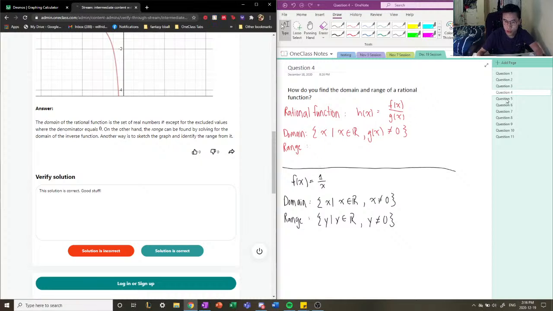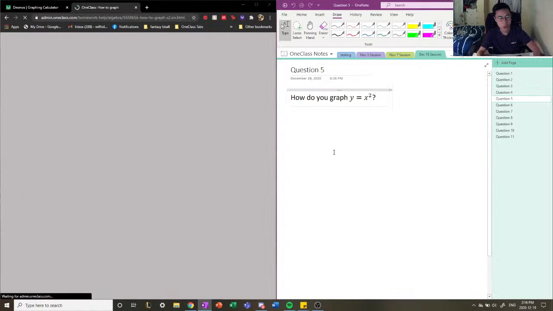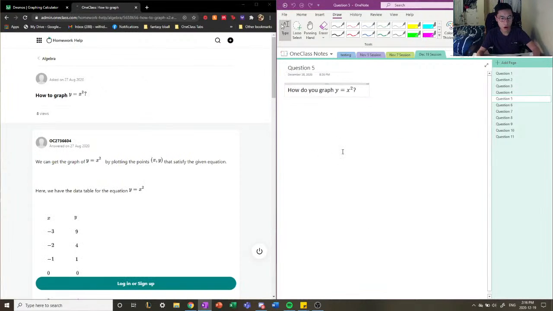All right, let's move on to question number 5. Question number 5 reads, how do you graph y equals x squared? The technique that I like to use is to find some testing points. In this case, we have a parabola, and once we find the testing points, we can graph them and extrapolate the behavior of the function from there. So let's do some testing points.